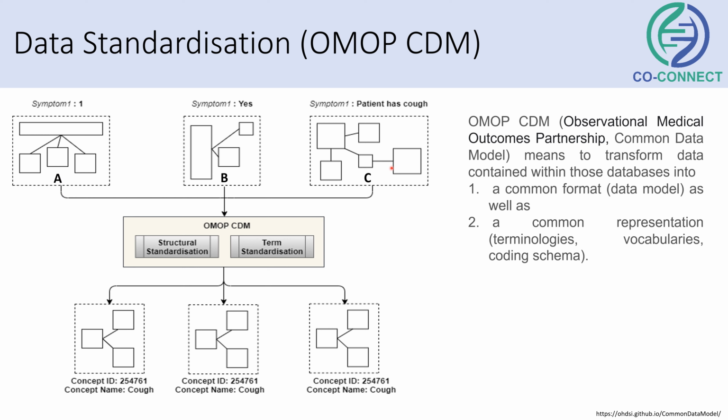In dataset A, the field value of 1 is the representation of presence of cough. In dataset B, the field value of yes is the representation of presence of cough. And in dataset C, the field value patient has cough is the representation of presence of cough.